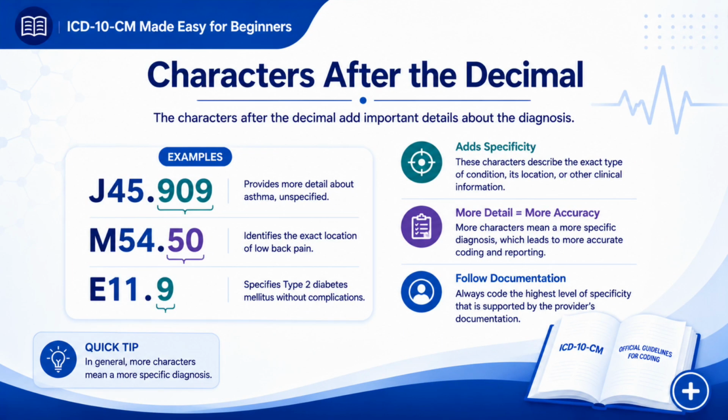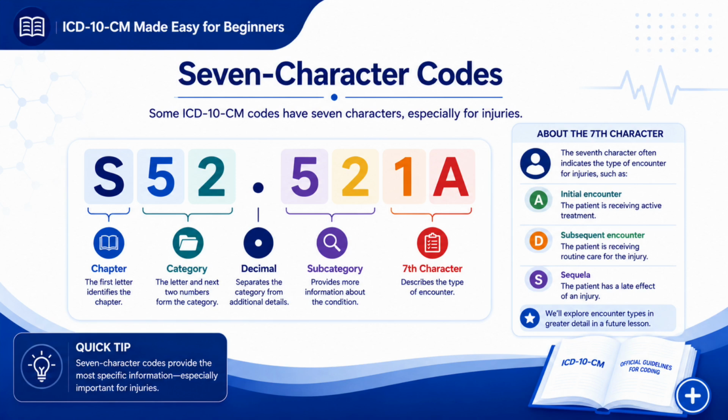The characters after the decimal provide important clinical details about the diagnosis. Depending on the condition, they may describe the specific type of disease, the location, severity, or other important information. In general, the more characters a code contains, the more specific the diagnosis becomes. Some ICD-10-CM codes contain as many as 7 characters. These are especially common for injuries and certain medical conditions. The 7th character often identifies the type of encounter, such as the patient's initial visit, a follow-up visit, or care related to a complication. We'll explore 7-character codes in much greater detail later in the course.